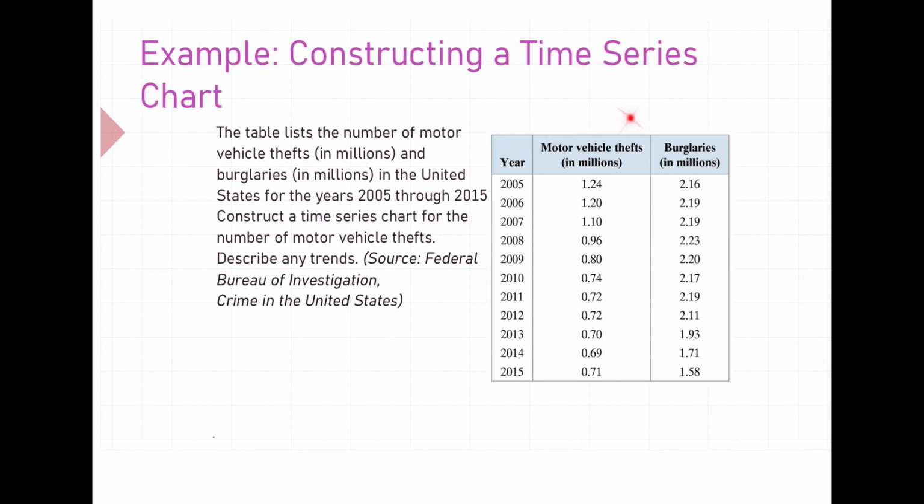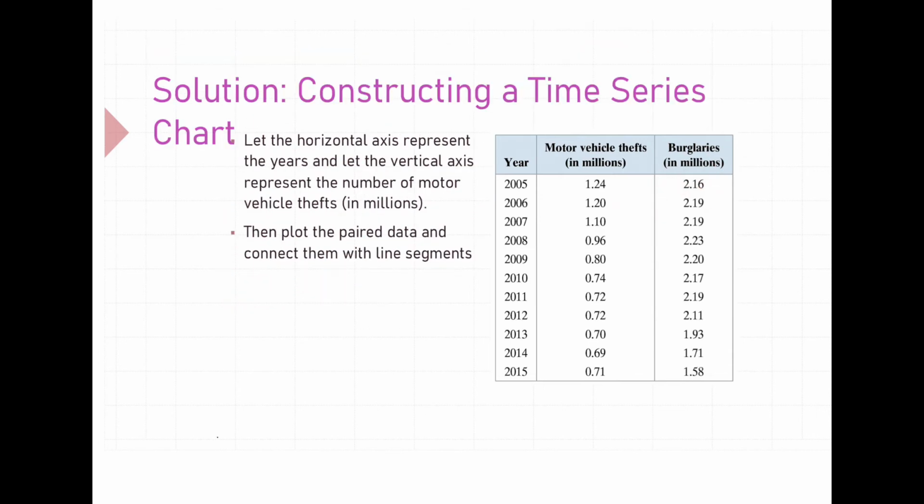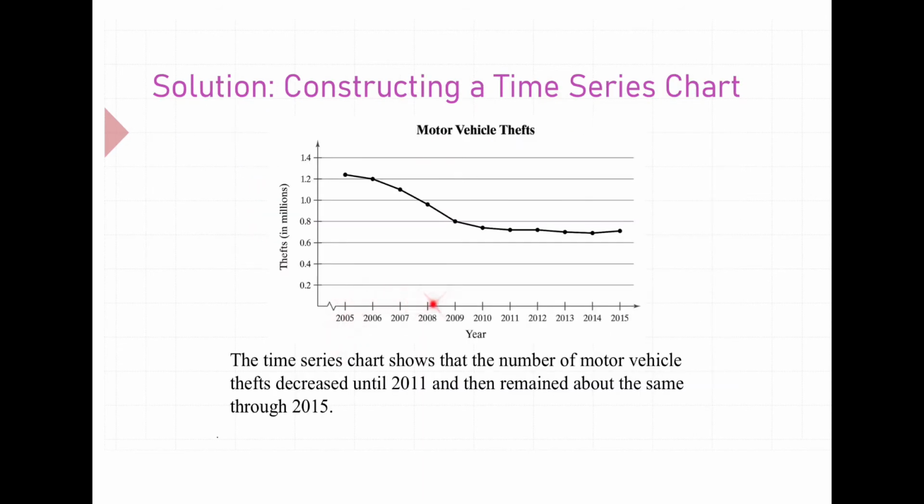So here we have motor vehicle thefts, and we also have burglaries. Of course, these are in millions. And as we put them across our time scale here, with each year, whatever its value was, we put a dot for that. Then we connect those dots to see kind of a free, smooth, flowing curve.